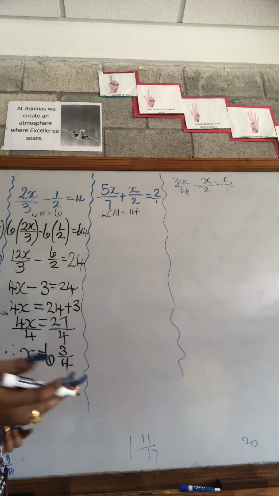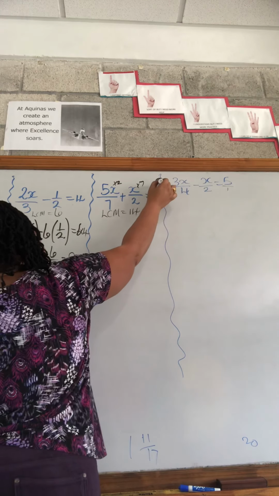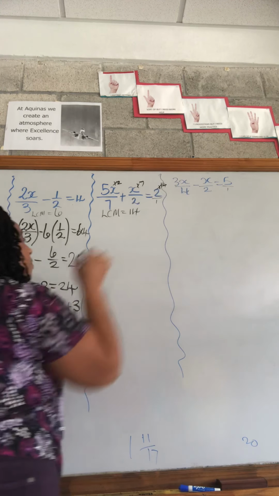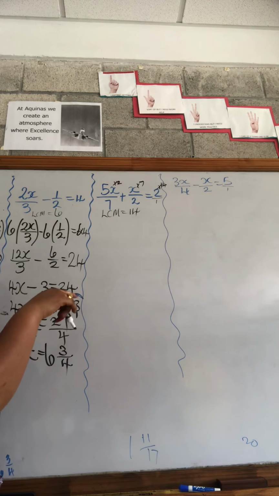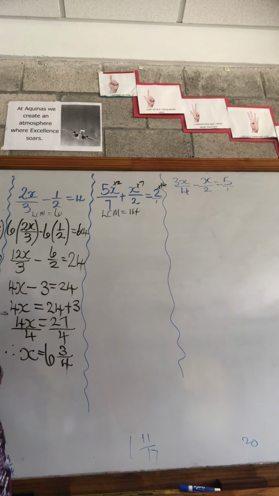7 goes into 14 something times. What is the something? 2 times, right? And 2 times 5. 2 goes into 14 7 times. And 7 times x. And so 1 goes into 14 14 times. So now instead of doing all those other things, we just work out those numerators.